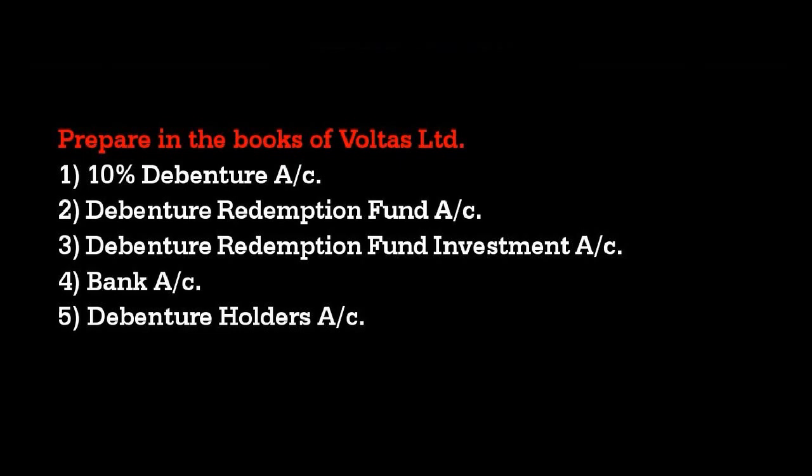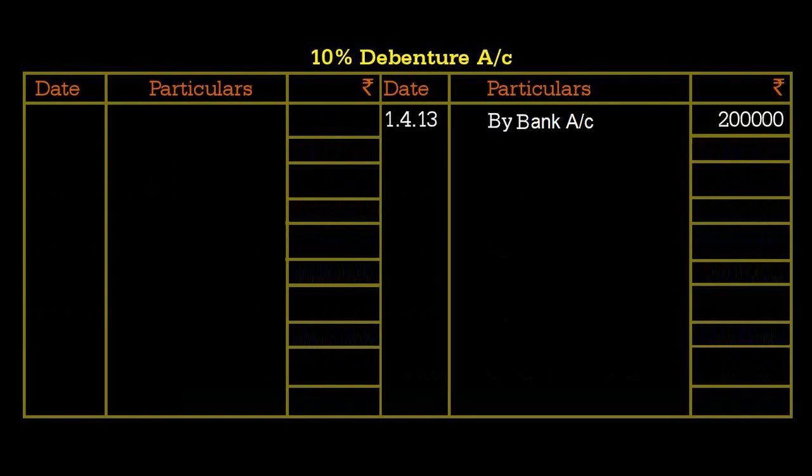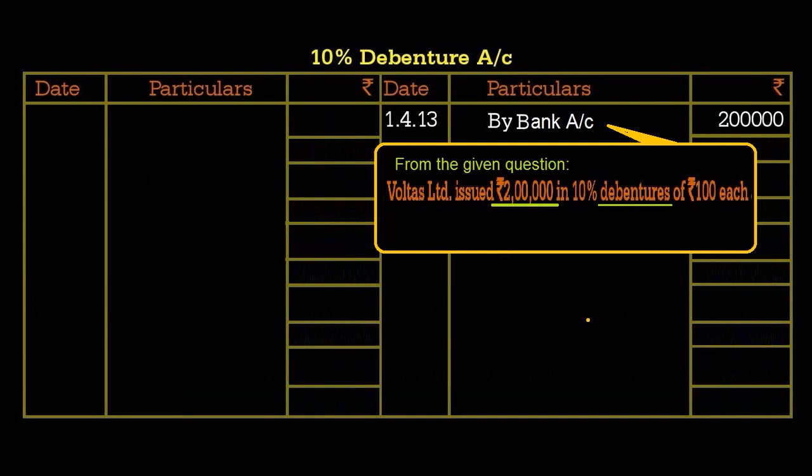In that, the first account is 10% debenture. So let us prepare the 10% debenture account first. It is a ledger account, so it has debit and credit columns. First we get the debenture. When we issue debentures, we get money, so bank account debtor to debenture account. Money comes in. So in the 10% debenture account, on 1/4/2013, by bank account, the amount of debenture issued, that is 2 lakh.